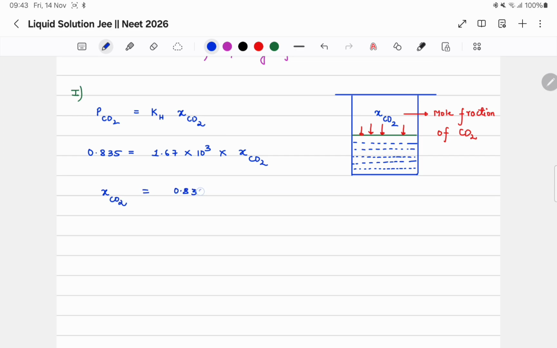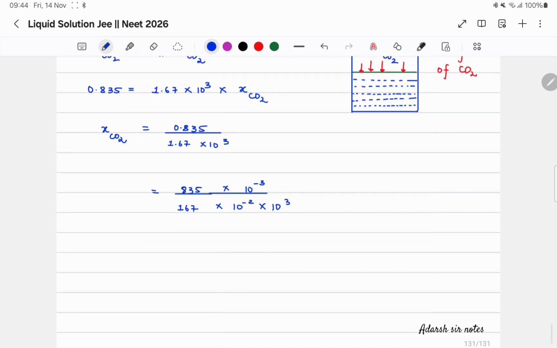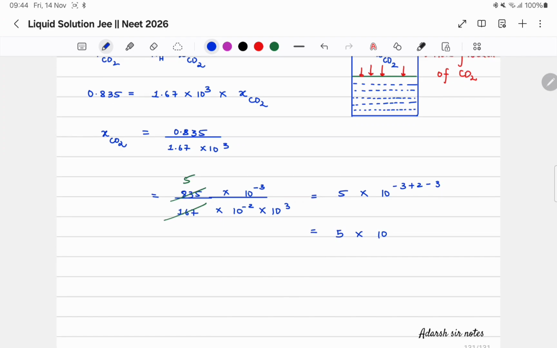So 0.835 divided by what? 1.67 into 10 to the power 3. Now there is calculation, so be aware: 0.835 I can write as 835 into 10 to the power minus 3, and here I can write 167 into 10 to the power minus 2, into 10 to the power 3, right? Now let's solve it. 167 and 835, how many times will it go? You do it, it will go exactly 5 times, so no worries. So I can write 5 into 10 to the power minus 3 plus 2 minus 3. So we get 5 into 10 to the power minus 3 minus 6, that is minus 4. So you came to know this much.